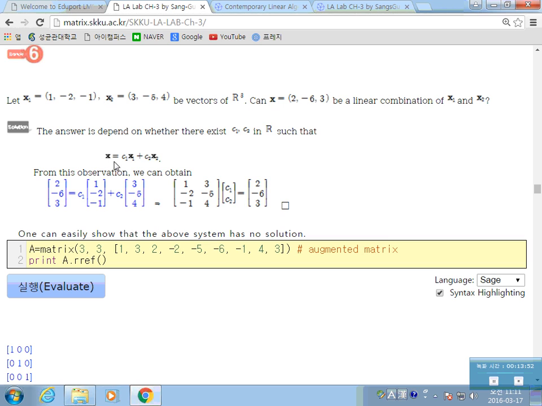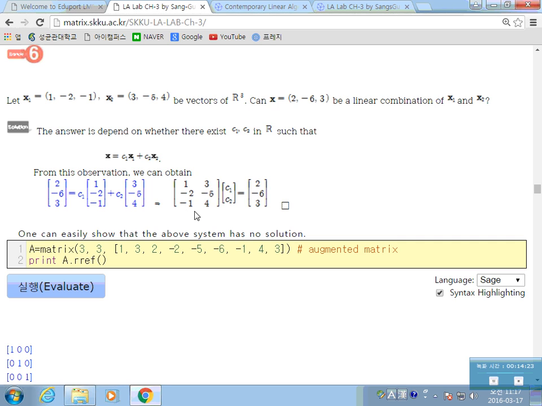Just let X equal C1 X1 plus C2 X2 and solve this linear system of equations. If you can find a solution C1 and C2, then it means it is a linear combination. If you cannot find this Ci, then it's not a linear combination of X1 and X2. So, you know how to solve this.